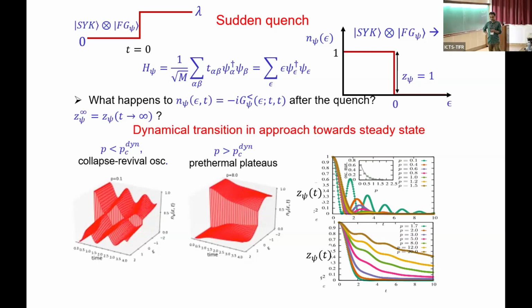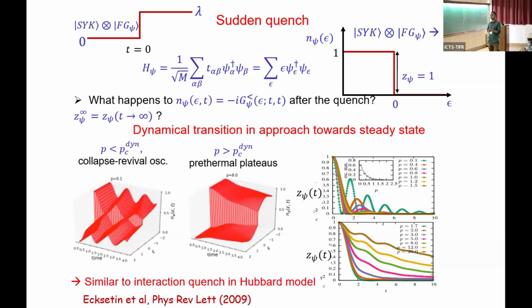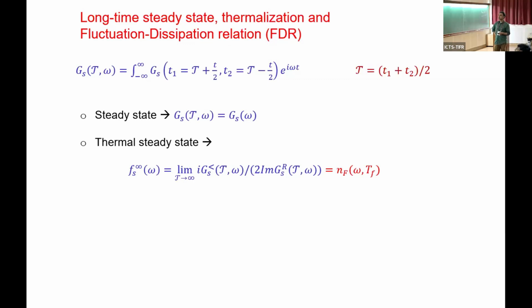Okay, so this is what you get, and this is actually something similar also seen in the Hubbard model. I mean, this is not very special to the SYK model. When you quench from a strongly correlated metal to a weakly correlated one, you see this kind of effect.